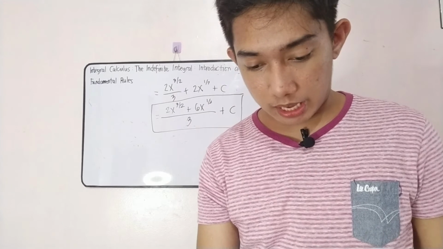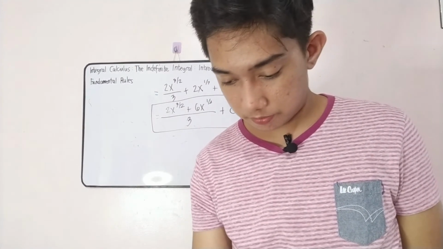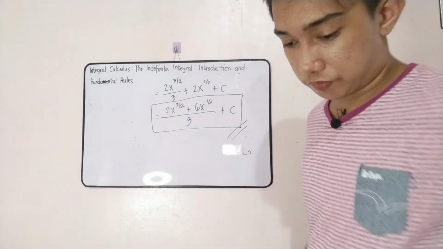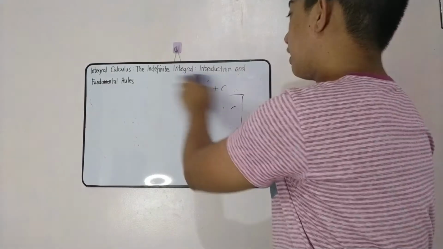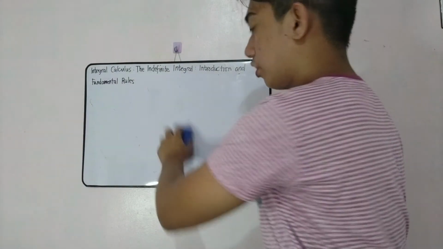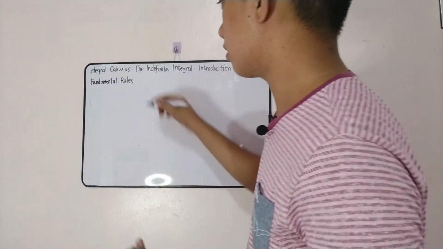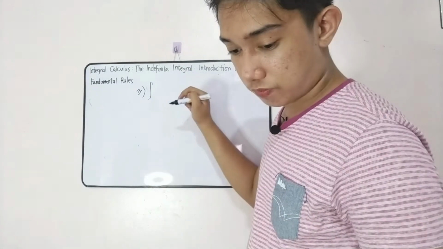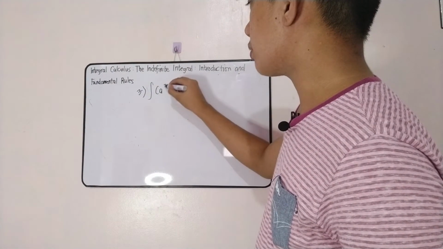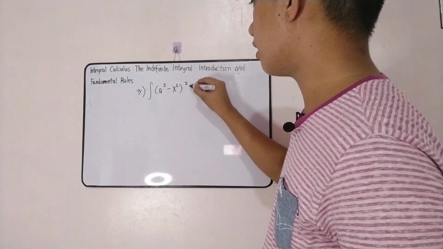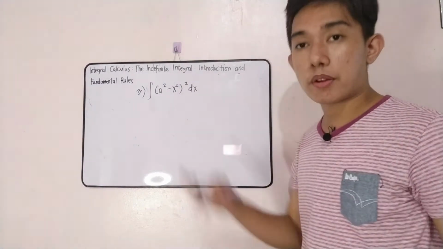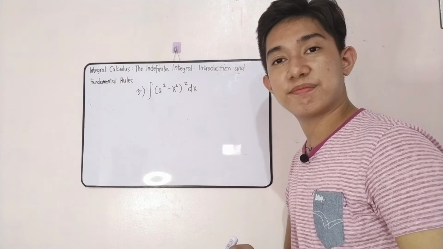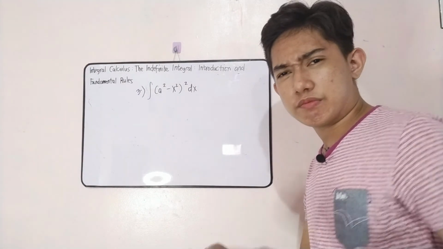Next is, let us say, ano pa mas maganda dito? Ito. Third example. So for the third example, we have the integration of quantity a squared minus x squared, squared, dx. So how about this one? So for this case, parang mahirap to. So, ano tayo?